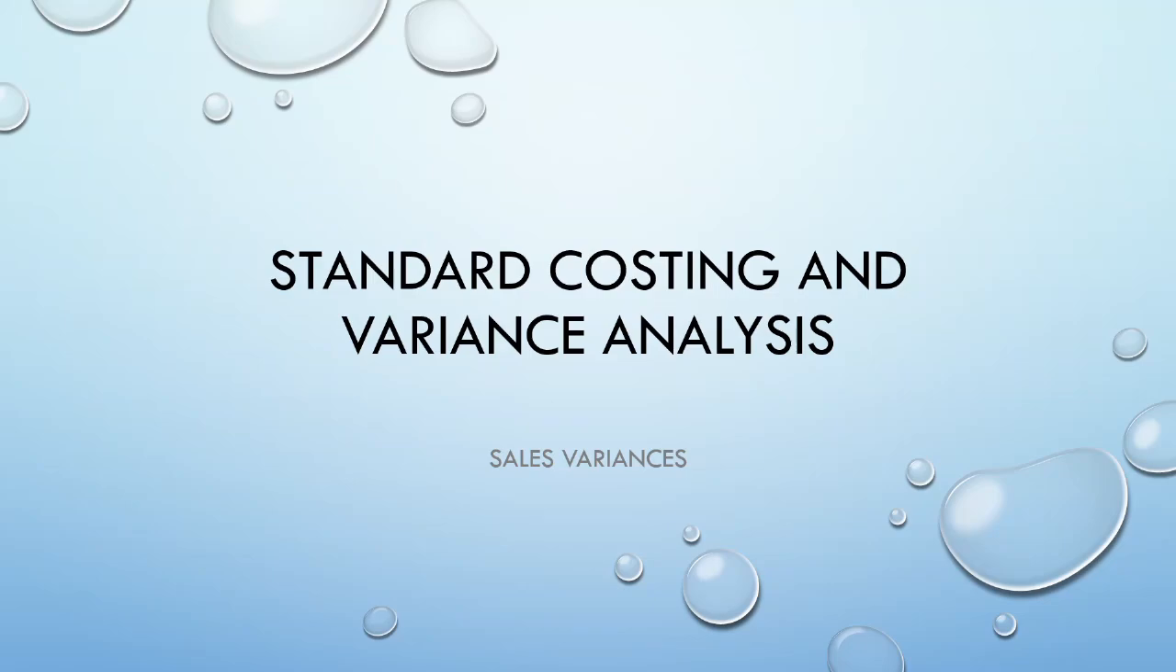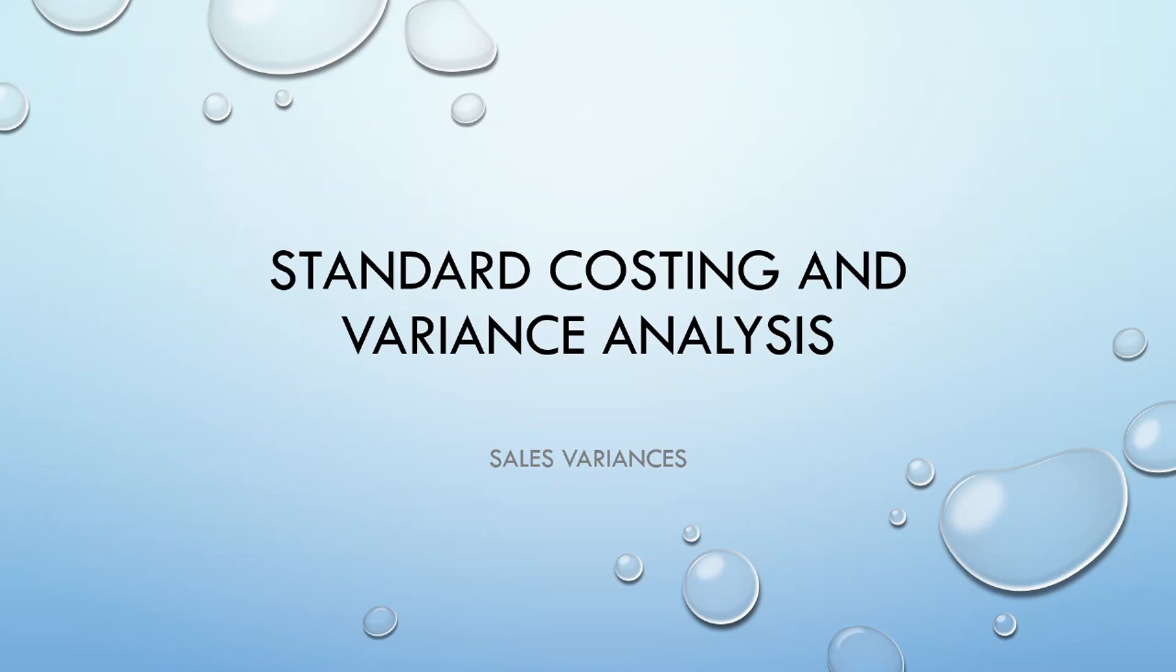Welcome to the 7th video in our series on standard costing and variance analysis. At this stage, we have finished all our production variances. Our next major category of variances are the sales variances. As we work through the sales variances, you will notice various differences to our production variances.